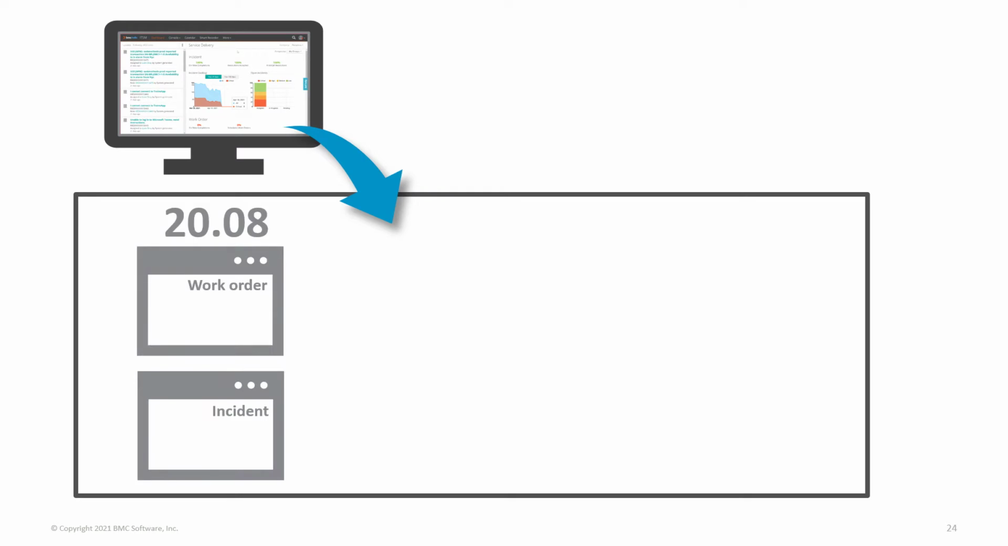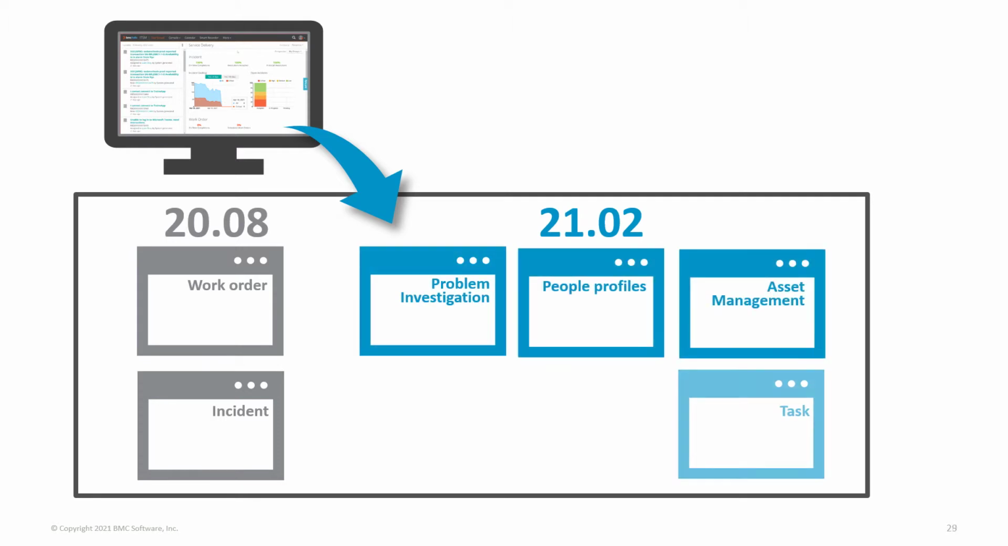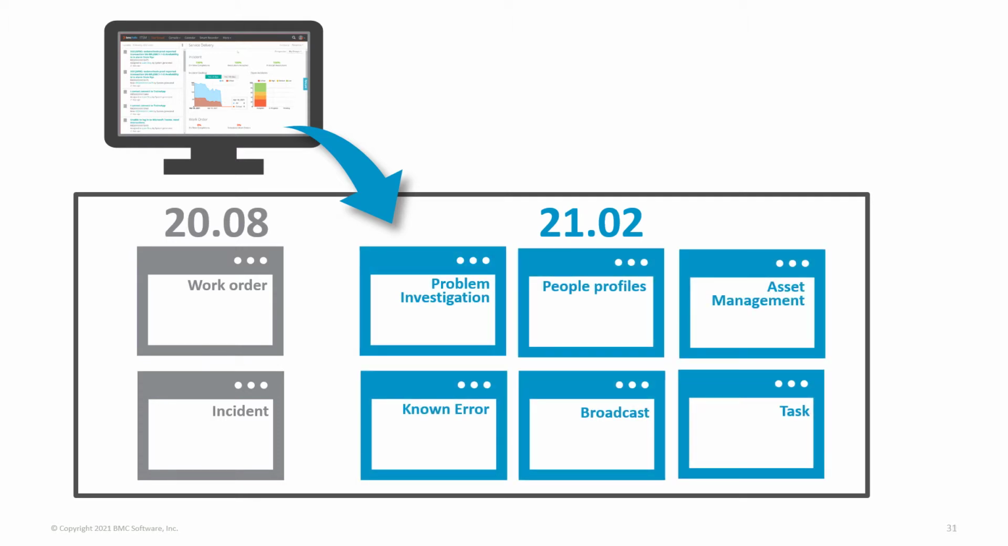To offer a customizable dynamic modern UX that exactly fits your needs, progressive web app screens are available in Smart IT. Progressive web app screens are already available for incidents and work orders. The support for progressive web app screens in Smart IT has been extended to these ticket types.